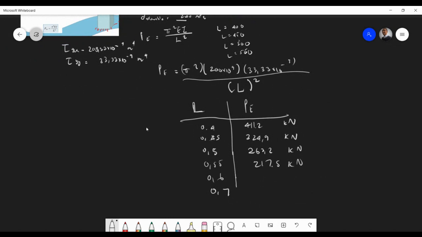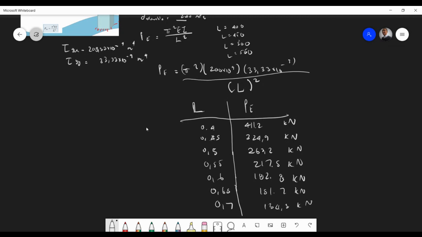For 600 mm, 182.8 kilonewtons. Just go to 650. 650 mm, 155.7 kilonewtons. Last one, 700 mm, 134.3 kilonewtons. I agree.